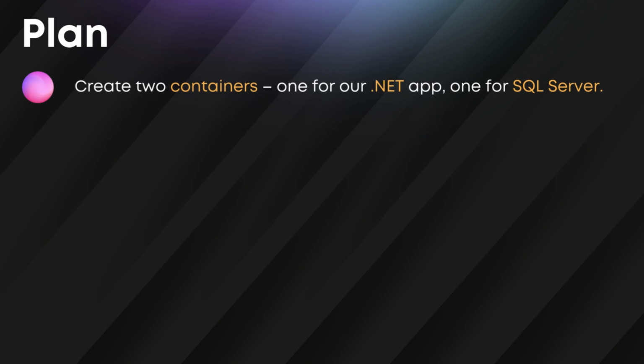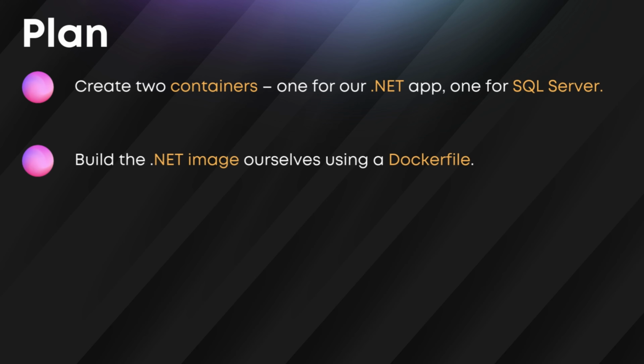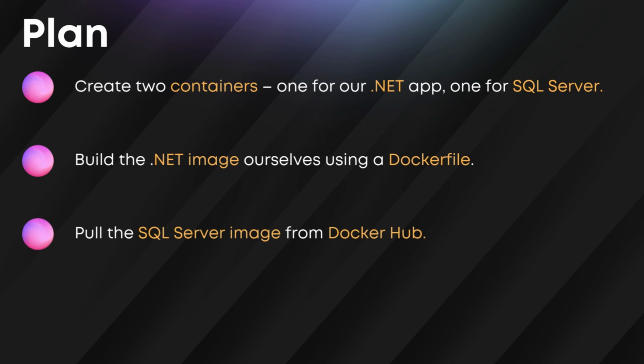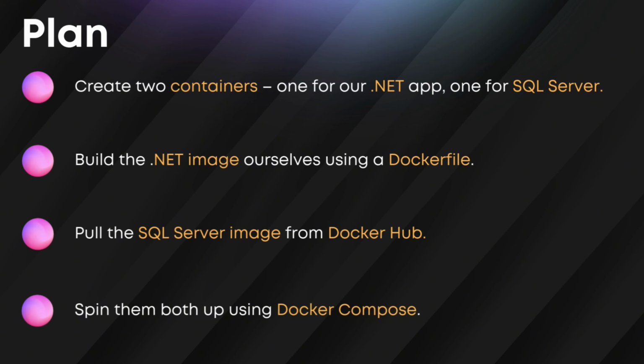Here's our plan for today. We're going to create two separate containers, one for our .NET Core application, the other for our SQL Server database. To create our .NET app container, we'll build a custom image using a Dockerfile. For our database, we'll save time by pulling a ready-made SQL Server image directly from Docker Hub. Finally, we'll use Docker Compose to run and connect both containers with a single command.